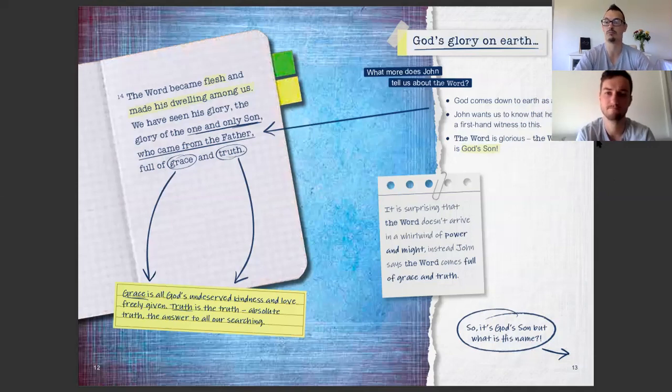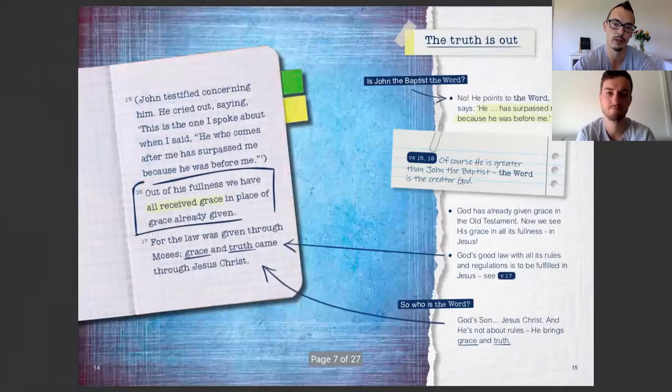It might seem surprising that if the word is God, he doesn't arrive in a whirlwind of power and might, but rather he comes full of grace and truth. And so the word, we've seen here, is God's son, but we still haven't found out his name. So let's continue. And that is revealed. So read again.